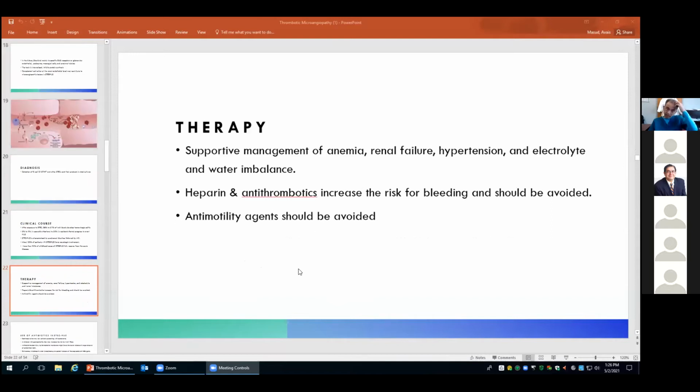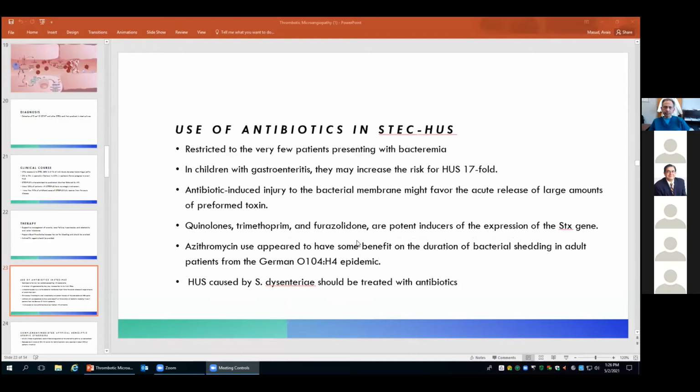Therapy is basically supportive. There is no need to give anticoagulants because that can cause bleeding, and anti-motility agents should be avoided because they prolong the course of the illness. An important point is that antibiotics should not be given in this condition unless there is a specific reason, because in children with gastroenteritis, using antibiotics may increase the risk of HUS 17-fold.